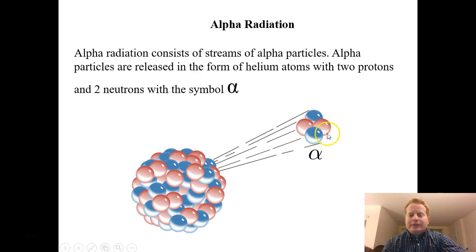In fact, because it has 2 protons, we consider it the same thing as a helium nucleus, because helium also has 2 protons.